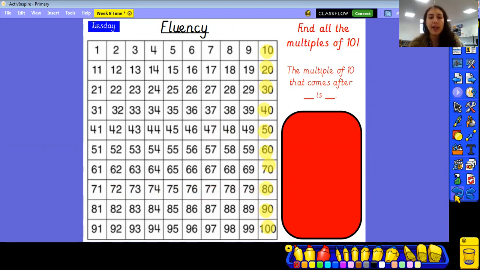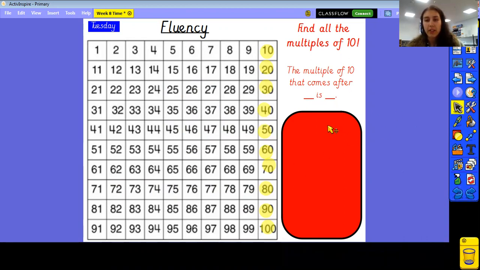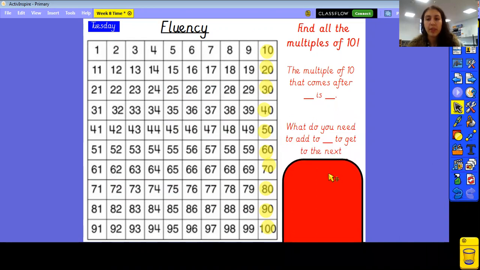Remember, if you need a bit more practice at this, feel free to keep the video paused here, and maybe you could close your eyes, point to a random number on the 100 square, and then try to identify the multiple of 10 that comes after it. Remember, if we want to know the multiple of 10 that comes after 46, for example, I know that 46 has got 4 tens, so the next multiple of 10 will have 5 tens. Great. Let's have a look at our next challenge then.